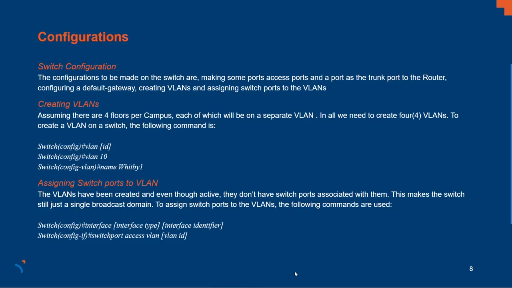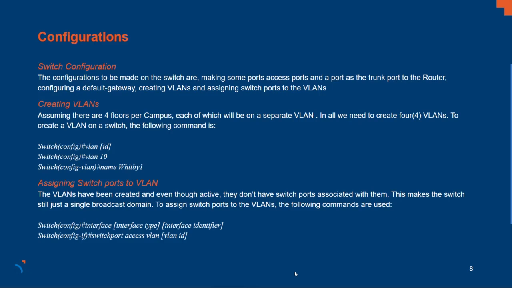Now, how did we create these VLANs? Assuming there are 4 floors per campus, each of which will be on a separate VLAN, in all, we need to create 4 VLANs. To create a VLAN on the switch, we're going to use the following command, which is enter the configuration mode and enter VLAN and the VLAN ID. So here we are assigning an ID to the VLAN. Then we can also go ahead and name the VLAN to be able to easily identify it. So in this example, I'm using WITB1.